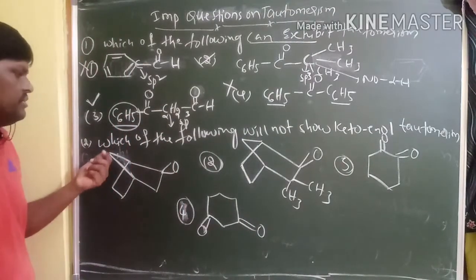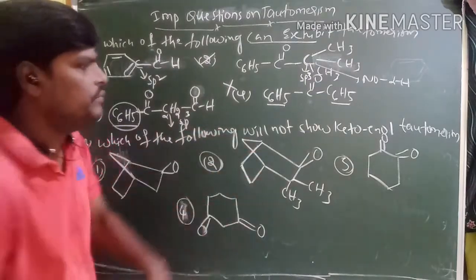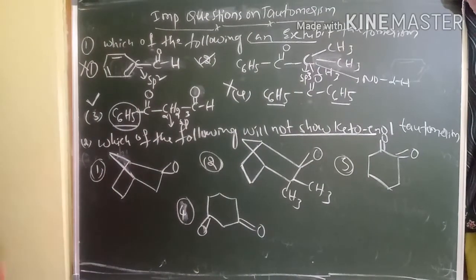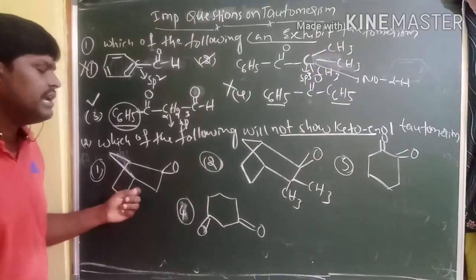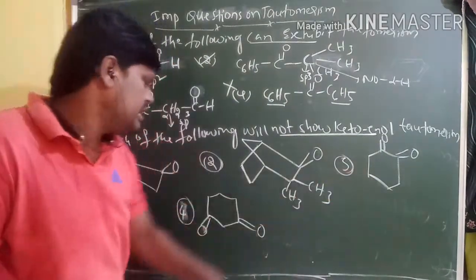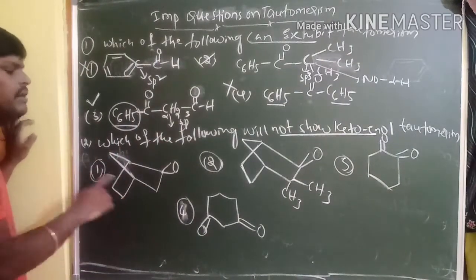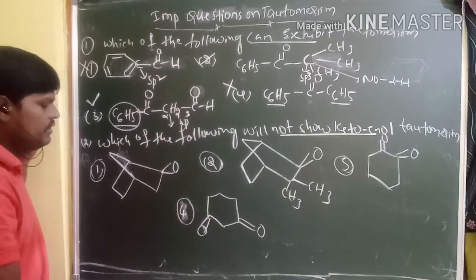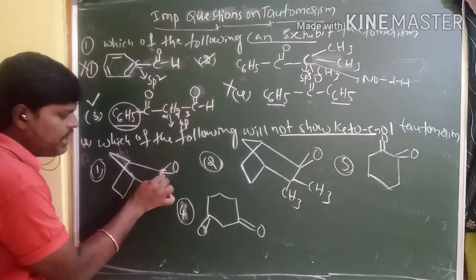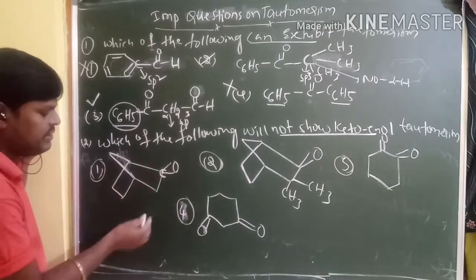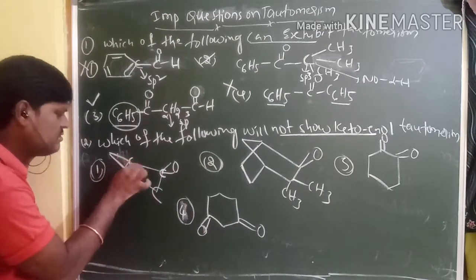Next, coming to the second question: which of the following will not show tautomerism? Of course, we have bicyclic compounds and monocyclic compounds. We have four options. The first option is a bicyclic compound. This is a carbonyl compound in which the C=O group is attached to an sp3 carbon. Of course, this is also an sp3 carbon, and this is also an sp3 carbon.